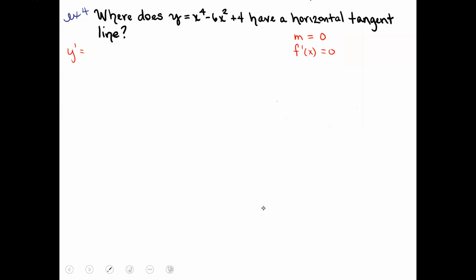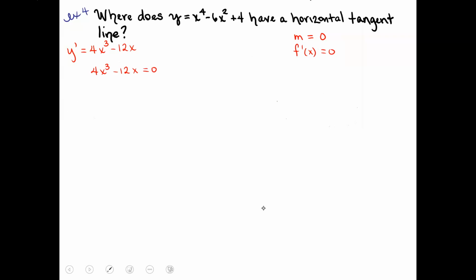All right, so let's find our derivative. So what would the derivative of this equation be? It would be 4x to the 3rd minus 12x plus 0. So 4x to the 3rd minus 12x. All right, so now we're going to set that equal to 0, and we're going to solve it.